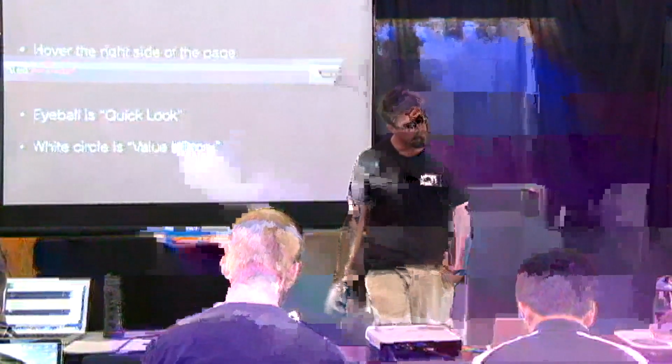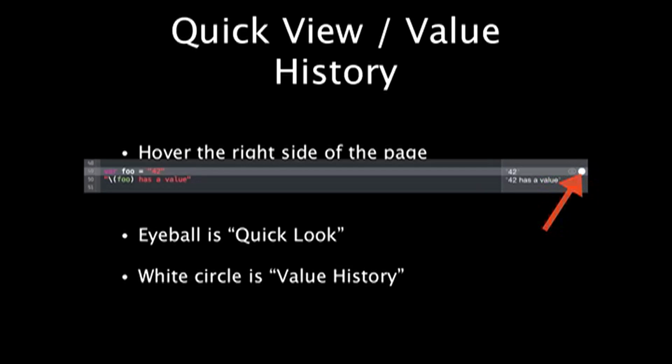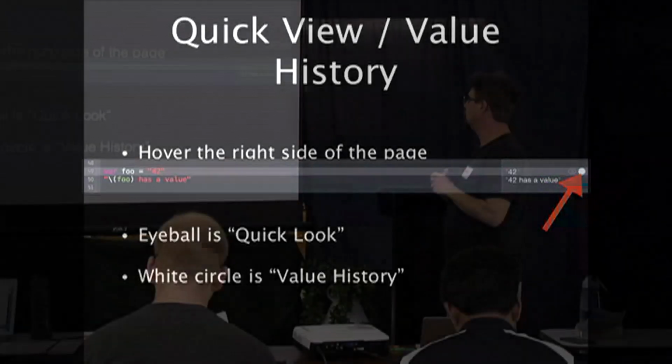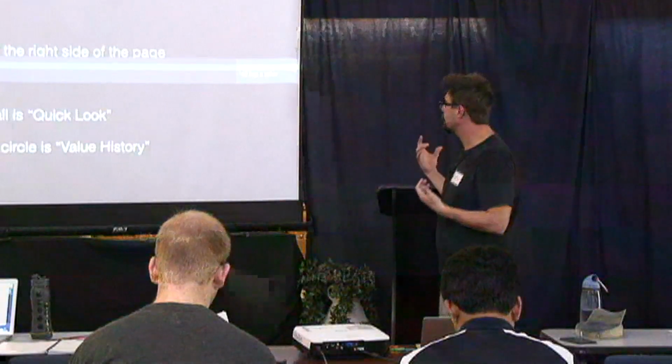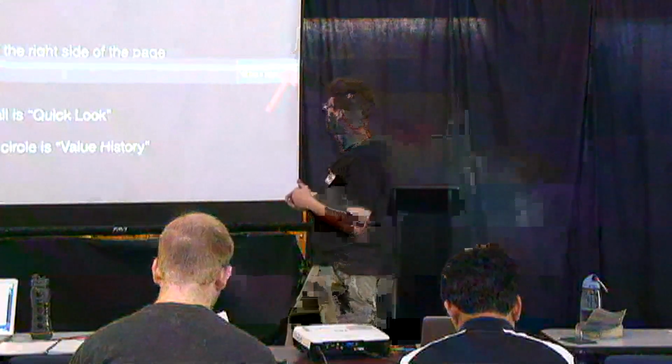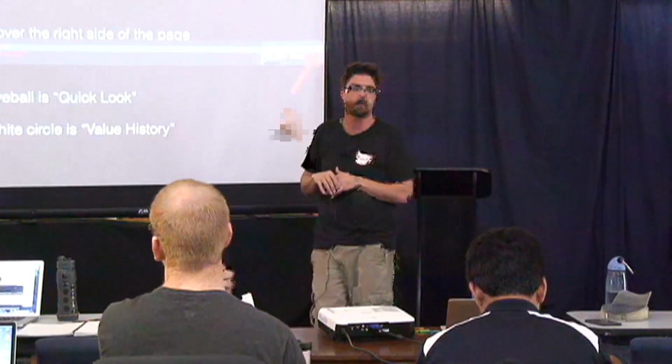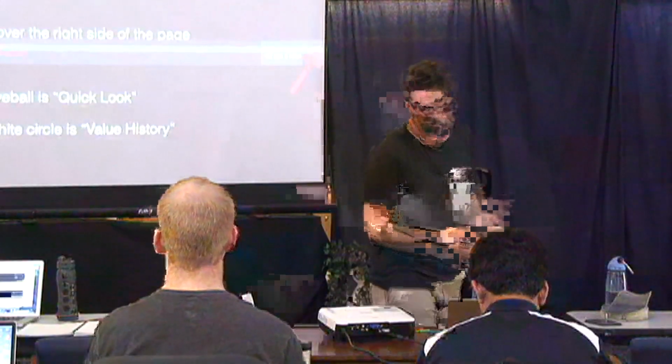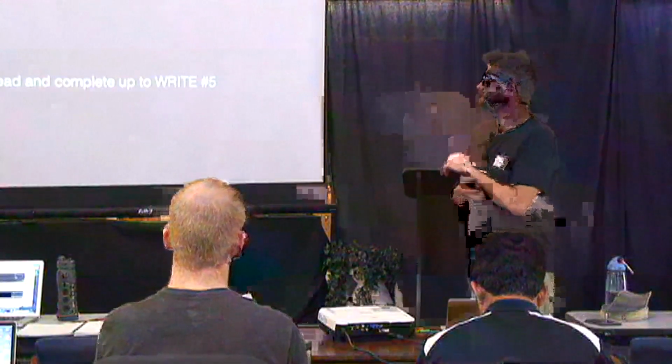The quick look and the value history. Over on the right hand side, I'm sorry if this is kind of hard to see, but if you hover over a line of code, you can click on the eyeball, which is the quick look button. For the things we've done so far, there's not very much to quick look at. After the break, that'll change. And then the white circle is value history. It's the one all the way over on the right hand side. You should click on this. This will let you track a value on a chart, which is pretty cool, but it'll also show you the console, which is the output of all of your print line statements that you've made so far.